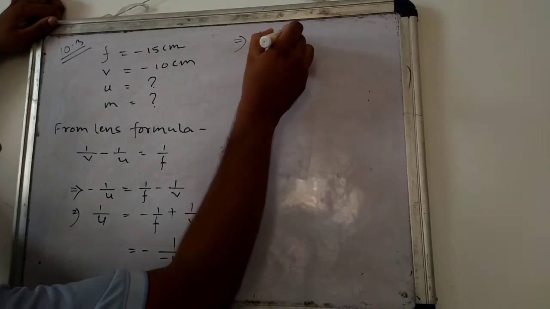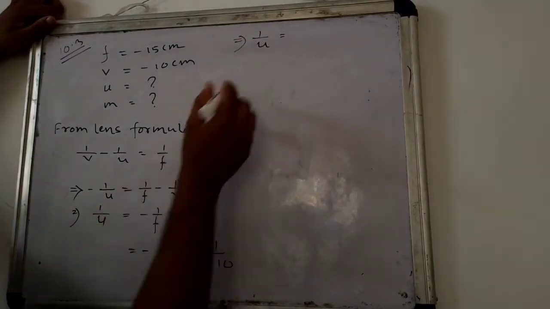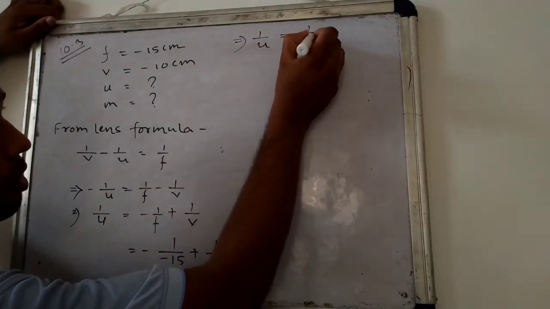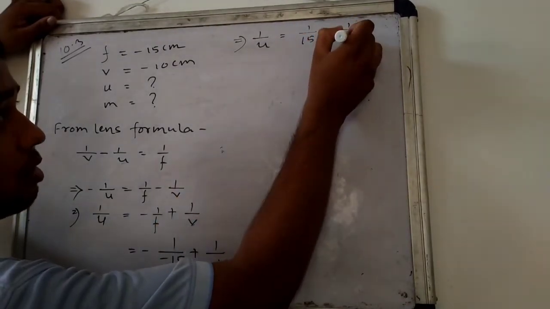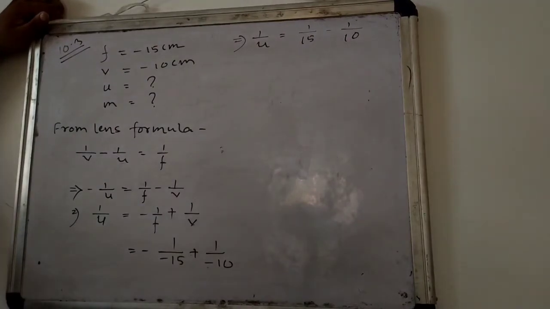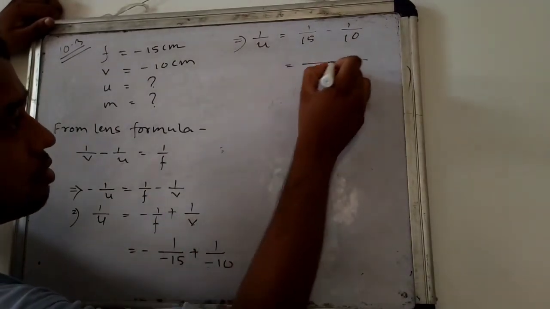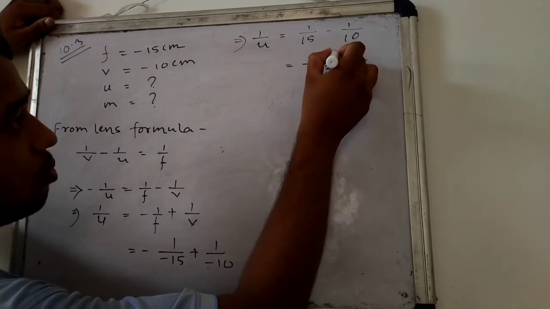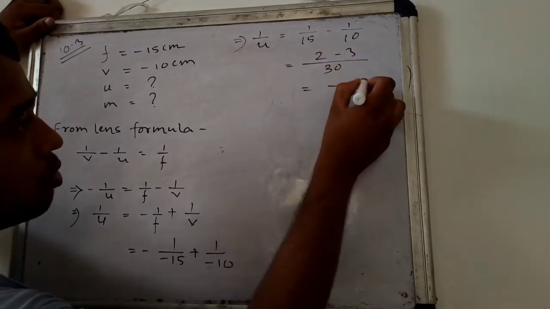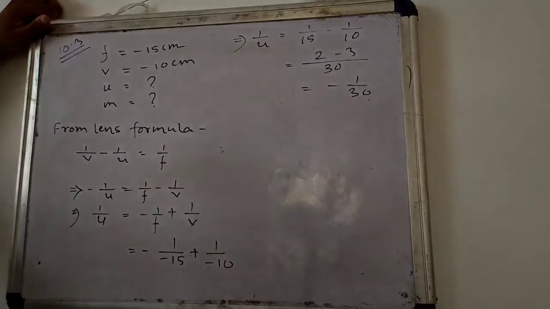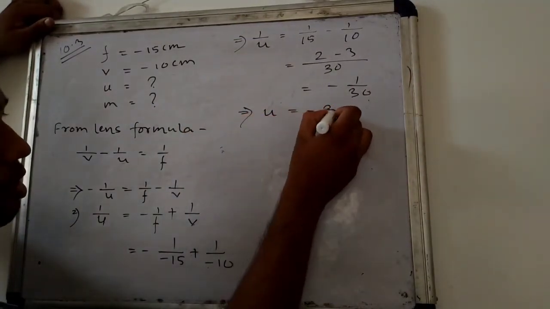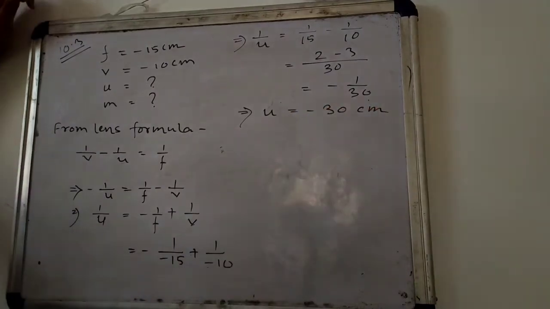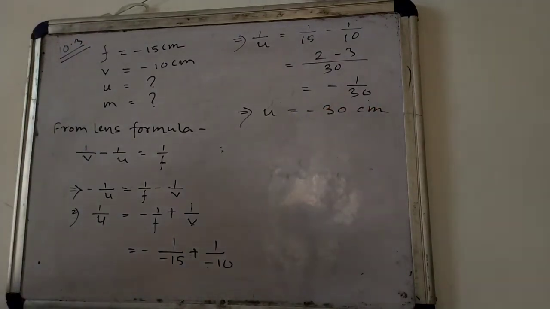Then 1 by u is equal to, this negative will become positive, that means 1 by 15 plus minus 1 by 10. Then the LCM of 15 and 10 is 30. Then it will be 2 minus 3, that means minus 1 by 30. Then if we take the reciprocal, u will be equal to minus 30 centimeter. That means the object distance is minus 30 centimeter.